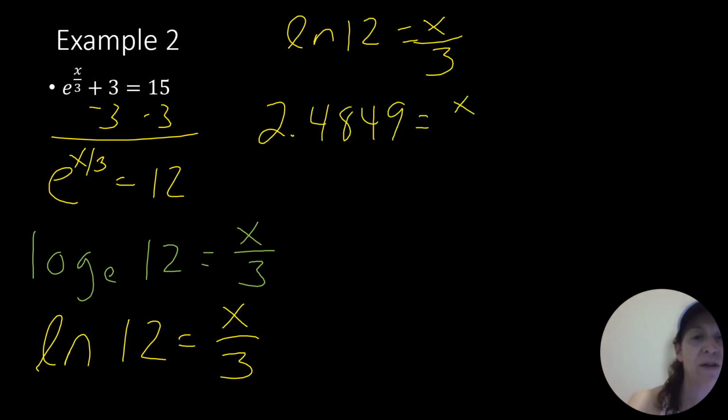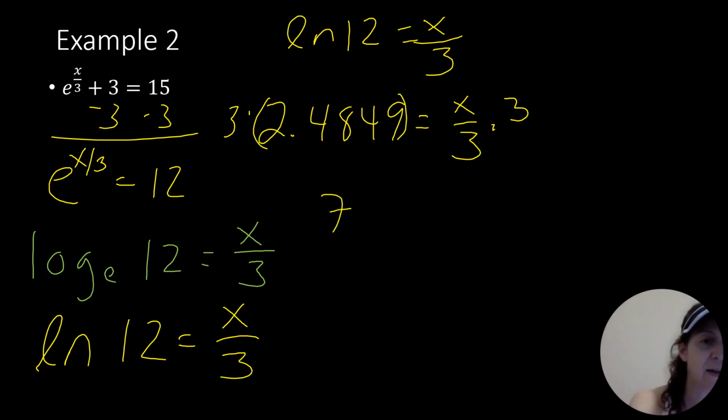And then we say to ourselves, okay, what is the operation happening? Well, we know a fraction bar is division. How do I undo division? I undo division with multiplication. Just make sure you multiply both sides. So I'm going to multiply by 3, and we get 7.4547 equals x.